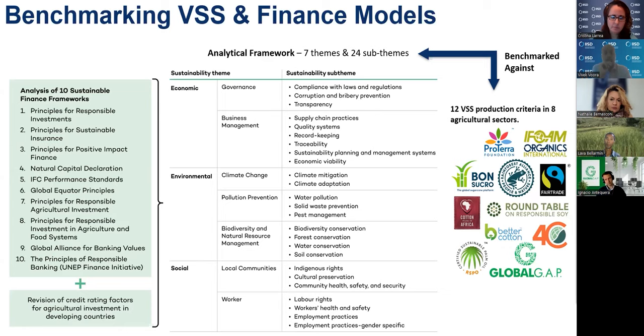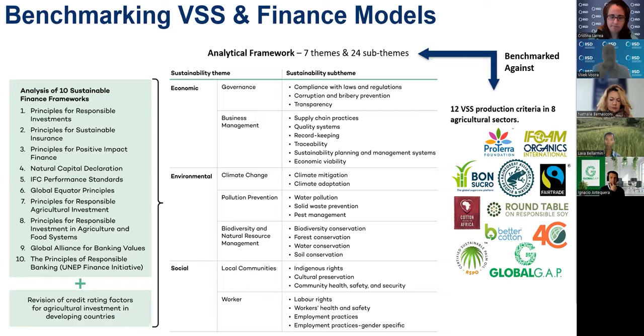The benchmarking outcomes were then overlaid with the results of a survey conducted with 51 financial service providers on the importance of addressing various sustainability issues in agriculture to lower investment risks and enable economic development impact.